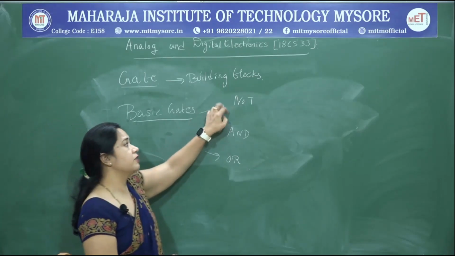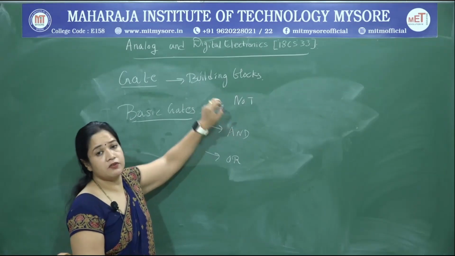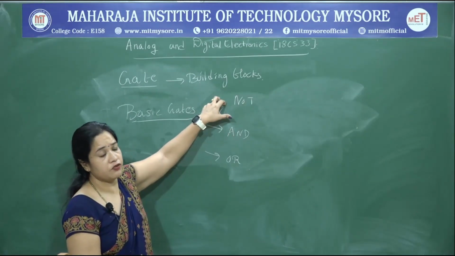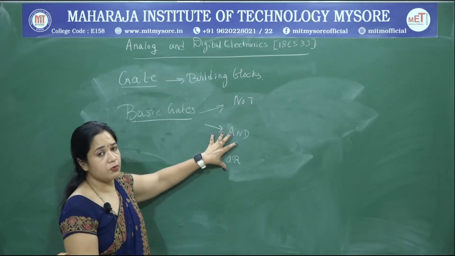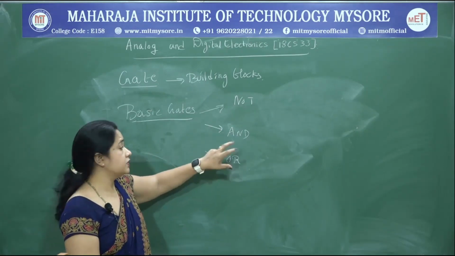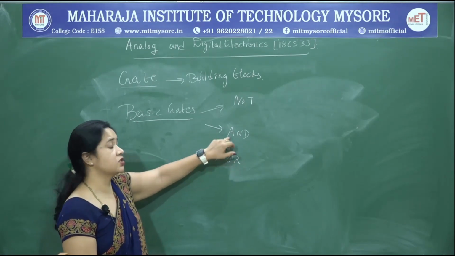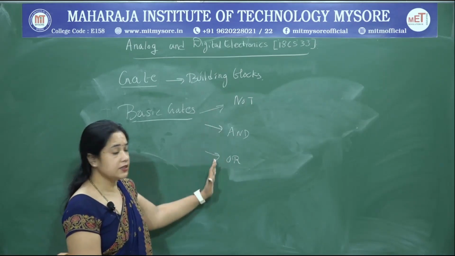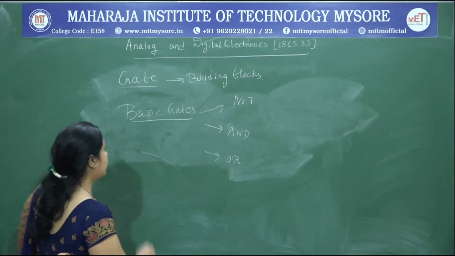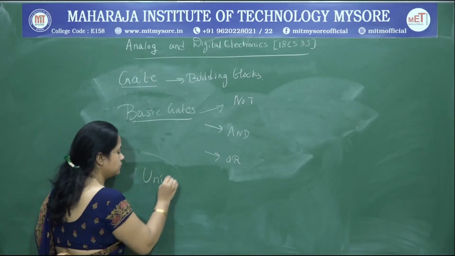We will take each one of them. We will see what a NOT gate is, how it is represented, and what the truth table is which represents the functioning of a NOT gate. Similarly, what AND and OR gates are, how they are symbolically represented, and what the IC is which represents a simple two input AND gate and a simple two input OR gate. All these things we will discuss in detail. And apart from this, we do have universal gates.